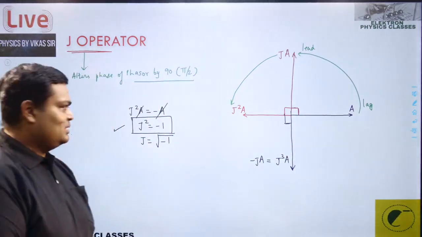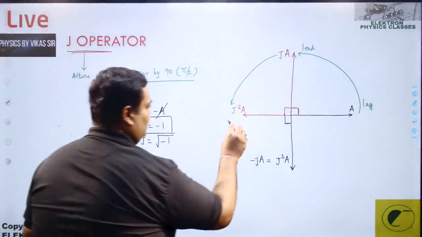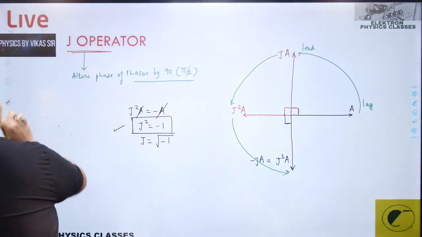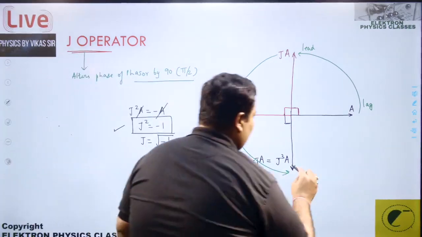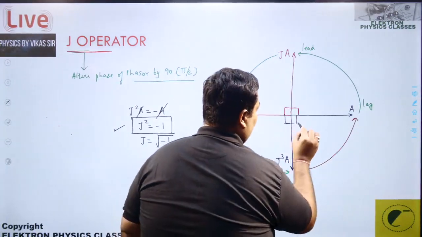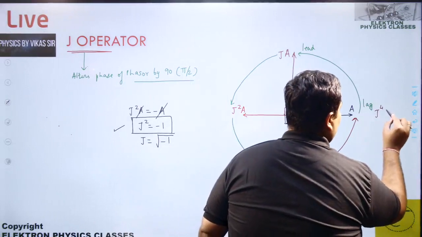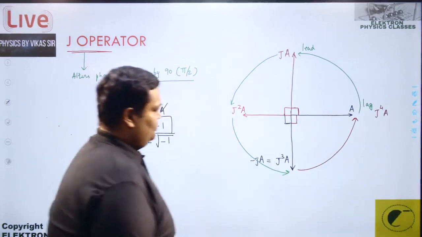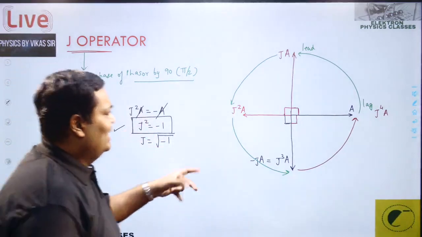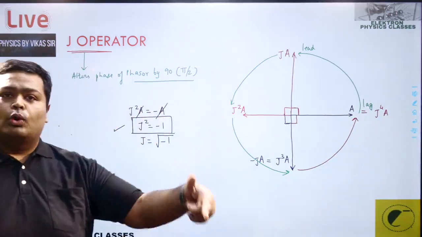And then what happens? Sir, I need to complete this idea. So complete it. On completing it, we once again reach here, back. So multiply this by J, that becomes J4A. So what is J square? Minus 1. What will be J4? Plus 1. And hence that becomes back as A. That is what a J operator is.